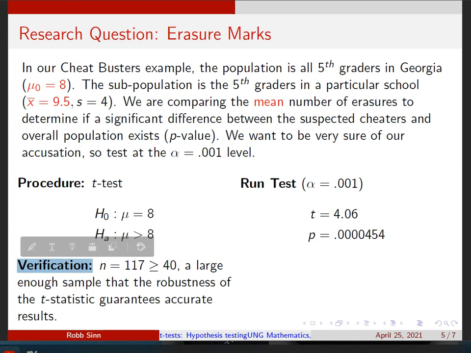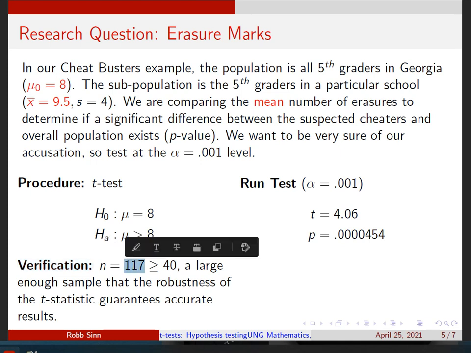Well, this is really nice because we had a subpopulation size of 117. Well, that's much greater than 40. So that's a large sample. Large enough samples so that the robustness of the t-statistic is going to guarantee accurate results. We don't have to worry about outliers, which is good because we don't have them.